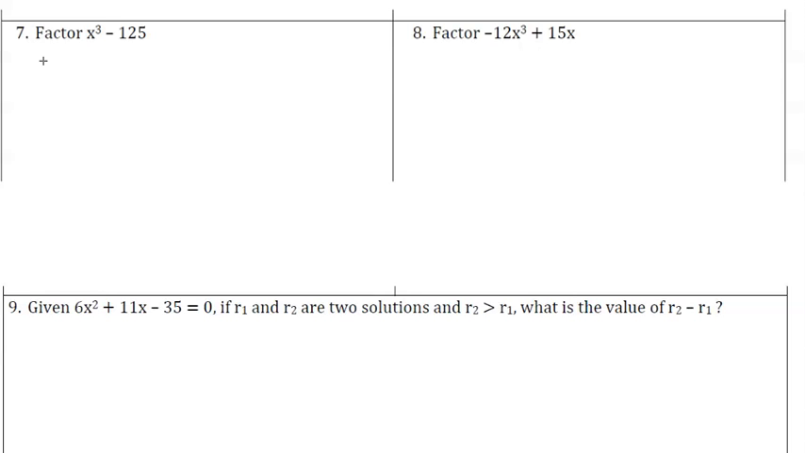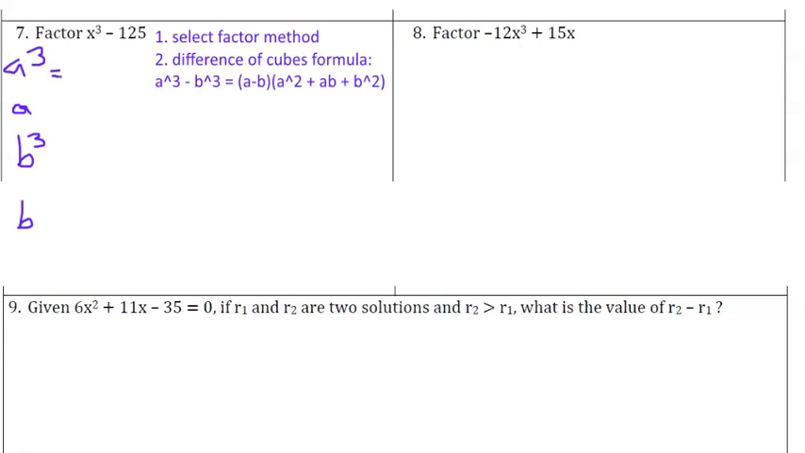Number 7. Factor x cubed minus 125. This is another one where you want to use one of the formulas. These are both perfect cubes, so we'll use the difference of cubes formula. So from there we want to identify our a cubed and solve for a, and then our b cubed and solve for b. A cubed is x to the third power.